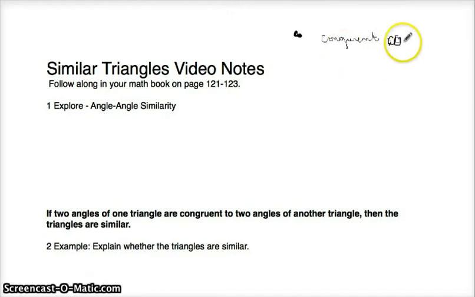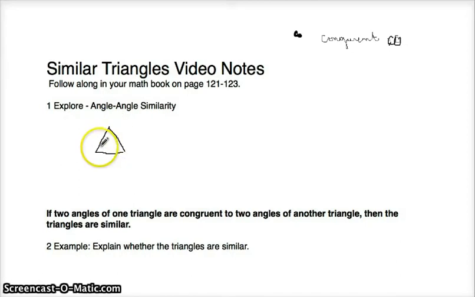Go ahead and open your book to page 121, and we're going to start with Explore on that page. It says Discovering Angle-Angle Similarity. Section A asks you to use a protractor and a straight edge to draw a triangle. Make one angle 45 and one angle 60. In the box to the right-hand side of that page, draw your best 45-degree angle. If you have a protractor at home you can use, that's fine. And then draw a 60-degree angle as well.